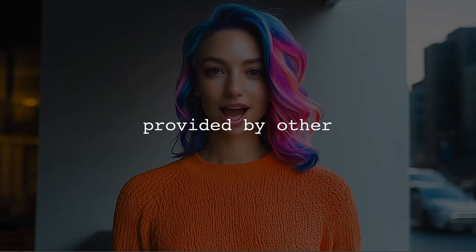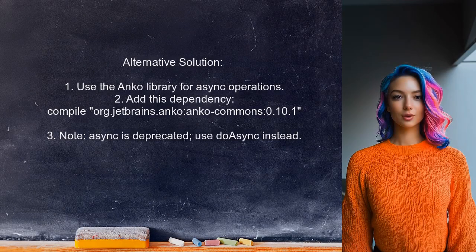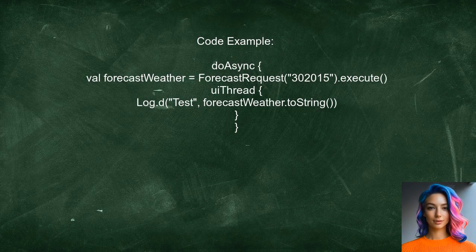Now, let's look at the answers provided by other users. One alternative solution comes from a user who points out that the async function is part of the Anko library, not the Kotlin standard library. They resolved the issue by adding a dependency to their build.gradle file for Anko commons. They also suggest using the doAsync function for performing asynchronous tasks. This allows you to execute network operations and then update the UI thread with the results.